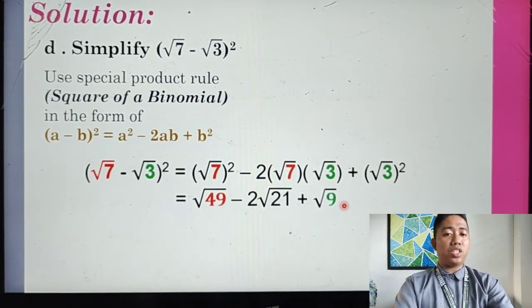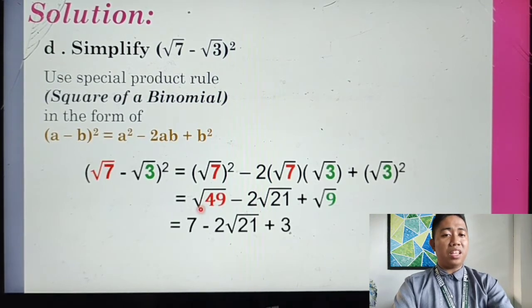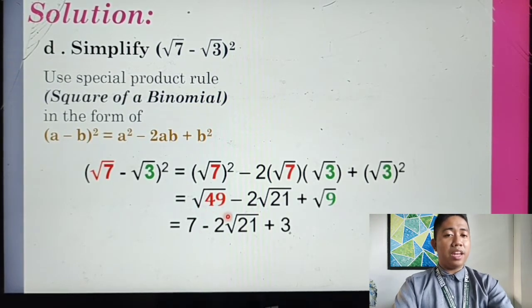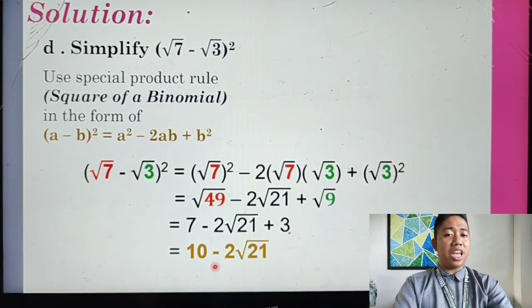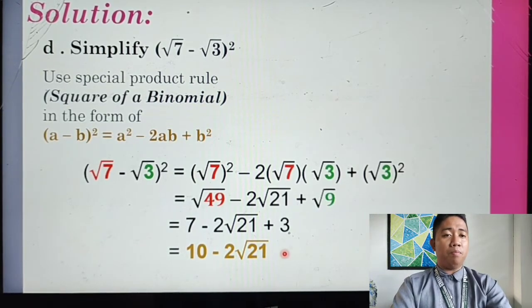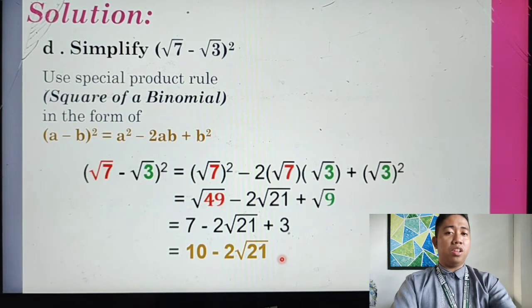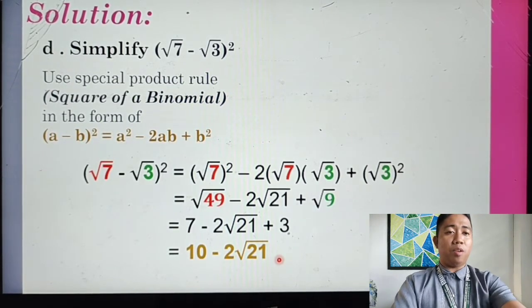And then you will have to extract the roots, so we get the square root of 49, which is 7, and then copy the middle term, negative 2 square root of 21, and then we get the square root of 9, which is 3. And then you will be going to combine similar terms, so we have 7 plus 3, so we get the final answer, which is 10 minus 2 square root of 21. So that is the solution to the given radical expressions. So we get the perfect square of the binomial that contains radical terms.